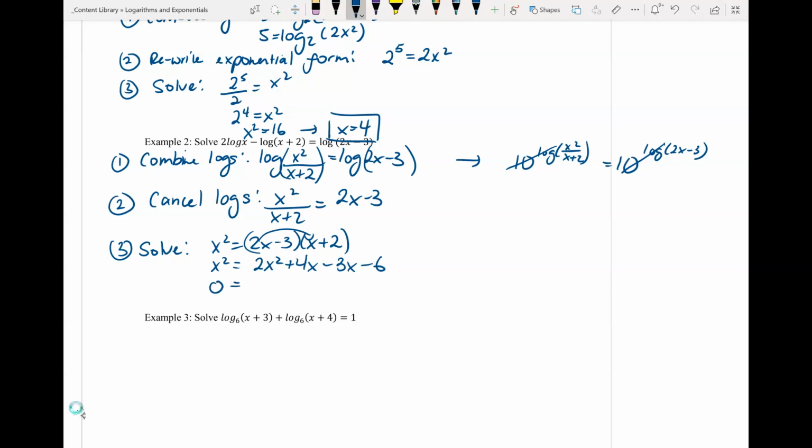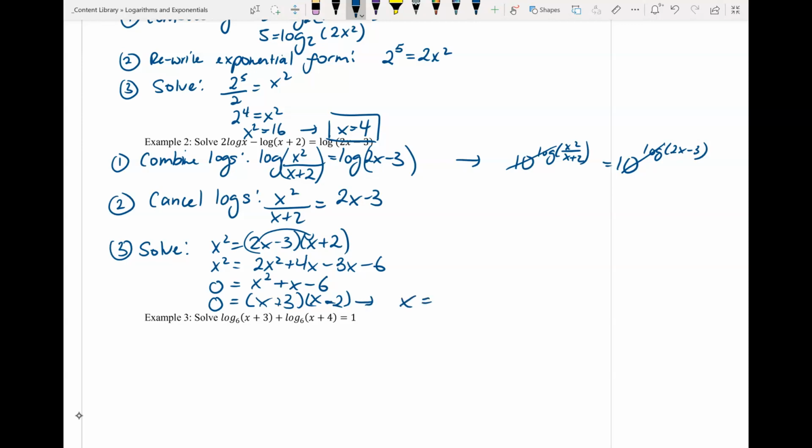Now I'm going to rearrange so that all my terms are on one side. So I'm going to subtract x squared from both sides, which leaves us with x squared. I'm going to combine 4x and minus 3x, which is positive x, and then we're left with negative 6. Here I'm going to factor. We're going to use the factors 3 and 2 to obtain 6. And then in order to get a positive x as our middle term, I need a positive 3 and a minus 2.